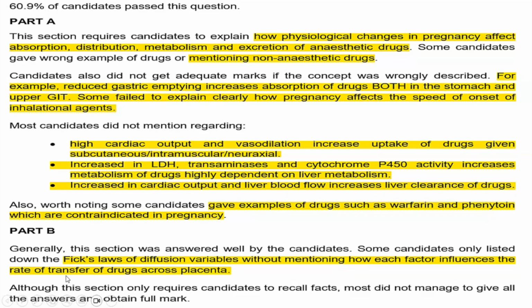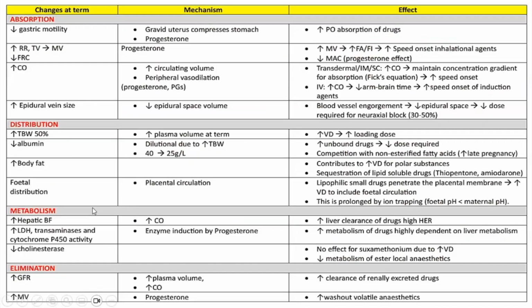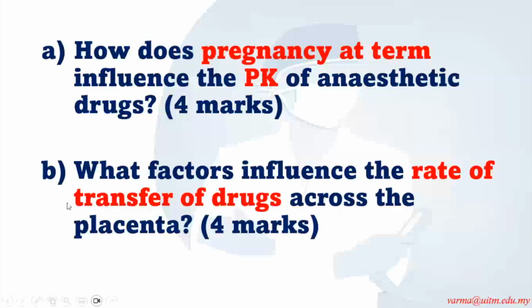Next, part B, they ask you to talk about placental transfer. You have to talk about Fick's law of diffusion, and then explain how the variables in that equation assist in placental diffusion. I have made this template myself. I got the information from a few references, from Matthew Ho, ketamine, and also from the notes that I have. I made it in such a way that it's quite easy. I know it looks like a lot of information, but the question is 4 marks only.